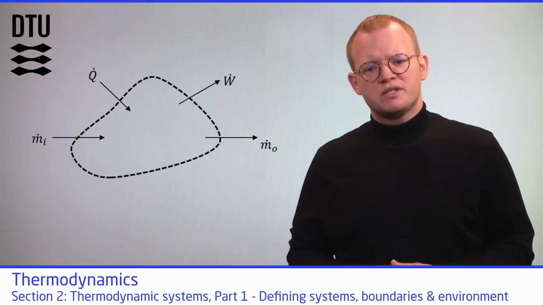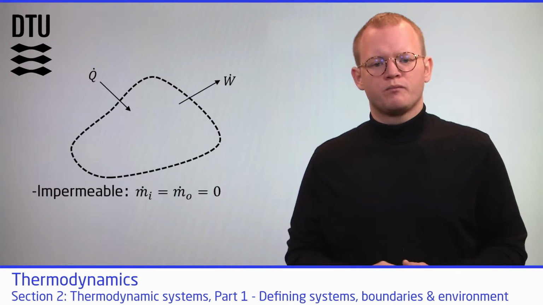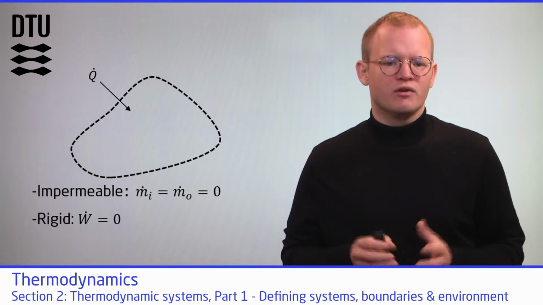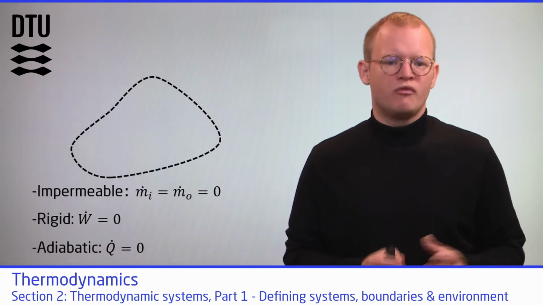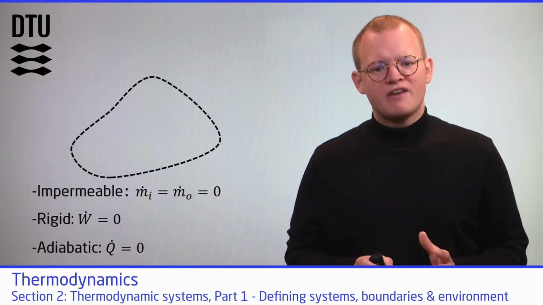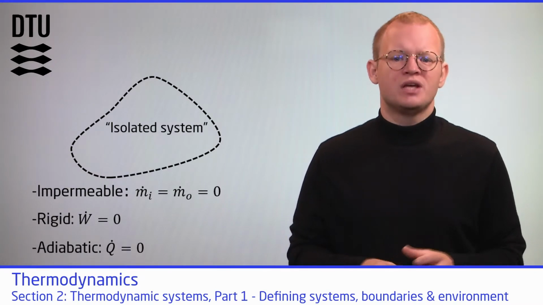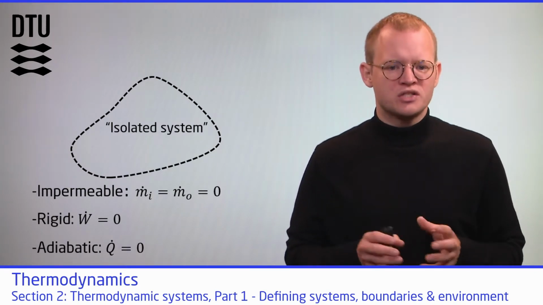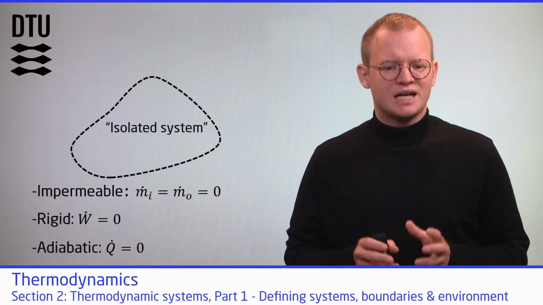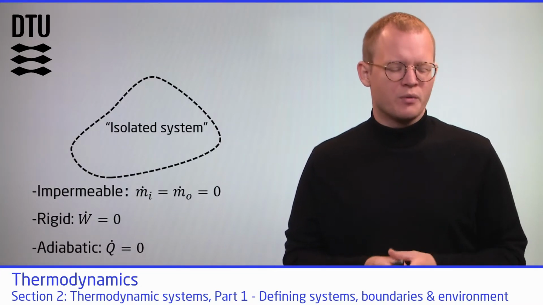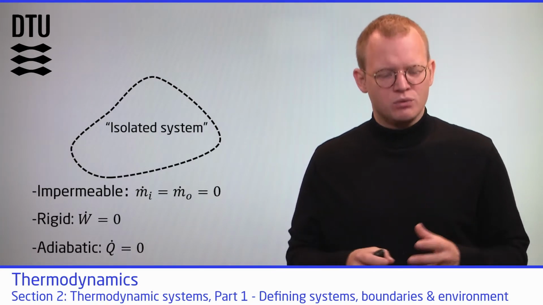Now let us first assume a system boundary that is impermeable, meaning that there will be no transfer of mass to or from the system. Rigid, meaning that there will be no transfer of work to or from the system. And finally, adiabatic, meaning that there will be no transfer of heat to or from the system. Now in this case, we'll have what is referred to as an isolated system. As a consequence of the conservation principles, an isolated system is a system of both constant energy and constant mass. Isolated systems may serve as a relevant idealization for the analysis of fundamental thermodynamic processes. However, isolated systems are rarely relevant when modeling actual thermal energy systems.